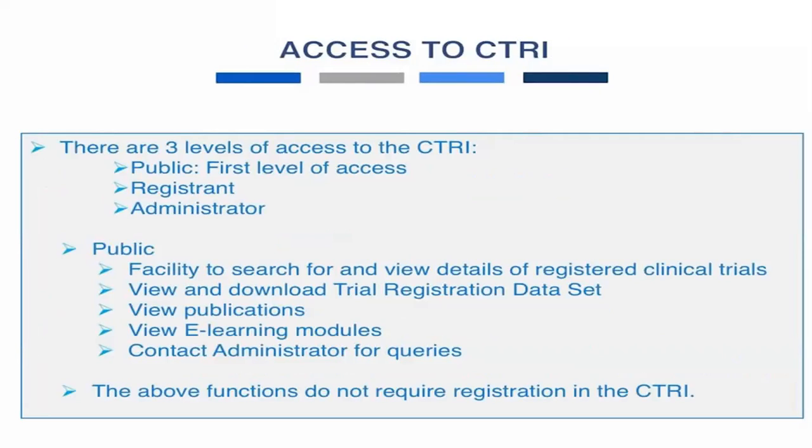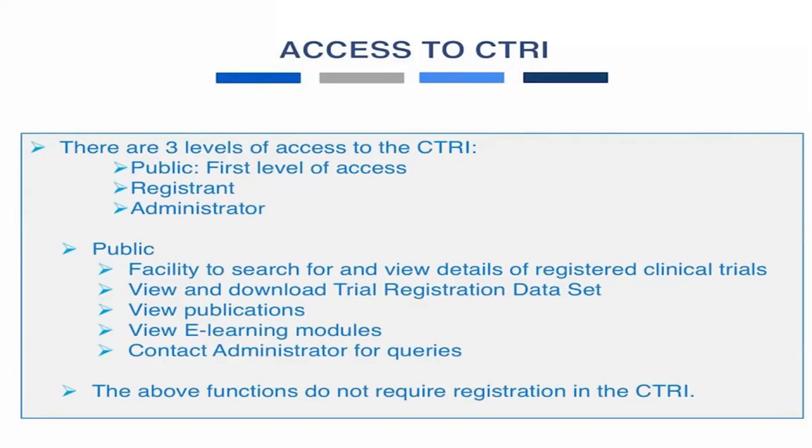If we want to see the access to the CTRI, there are three different levels of access. As I already told you, the first level is the public access, the second level is the registrant, and the third level is the administrator. The public does not require any kind of registration, the registrant requires a registration process first, whereas administrators are the officials belonging to the CTRI, right? So these are the three different levels of access to the CTRI data.